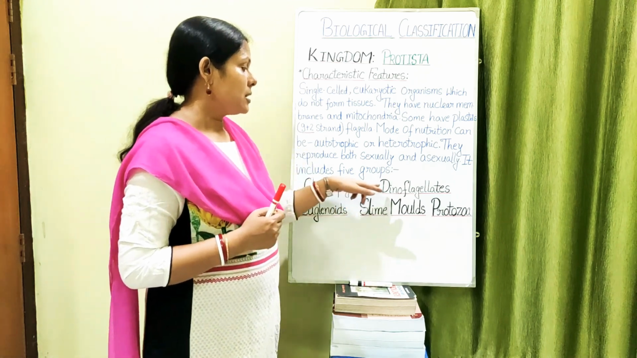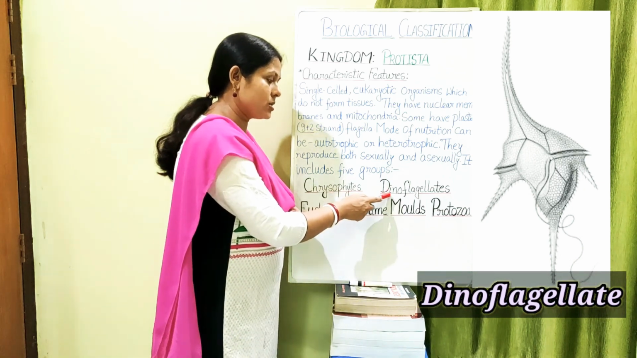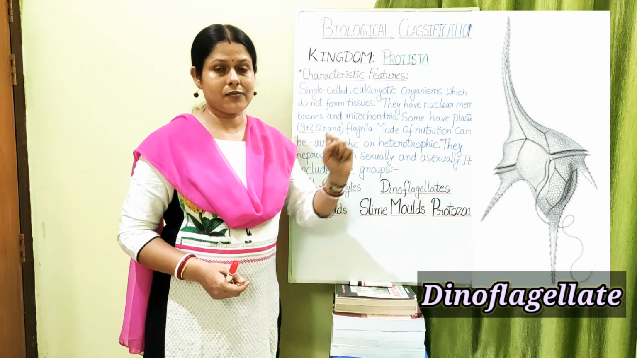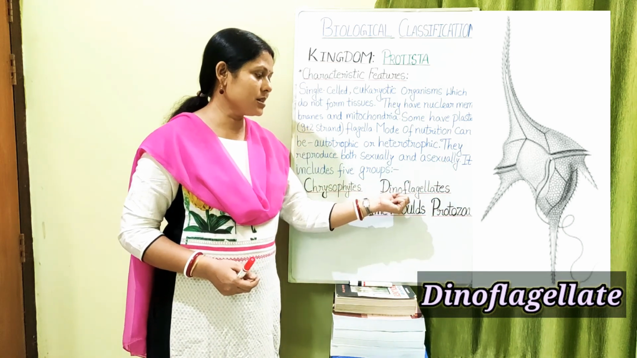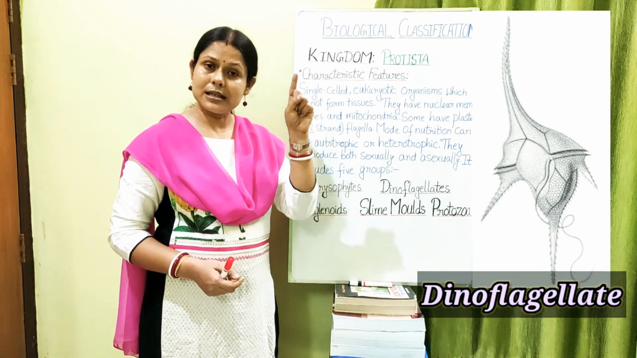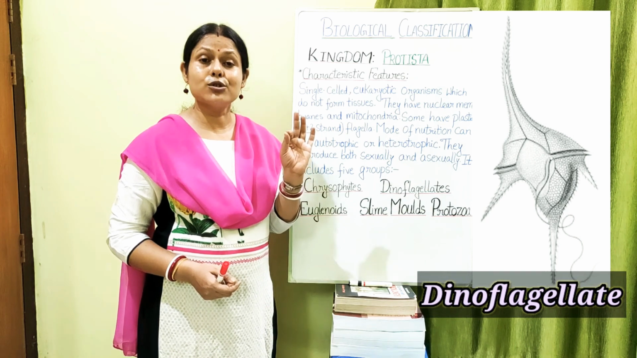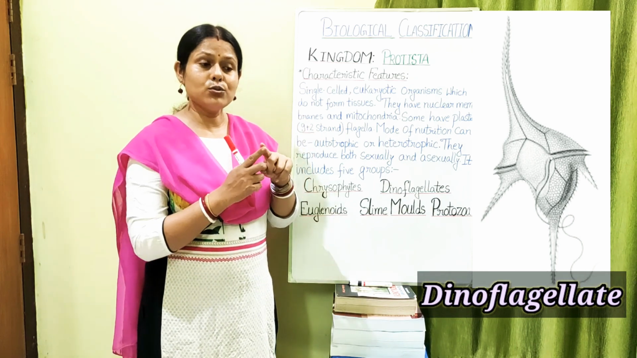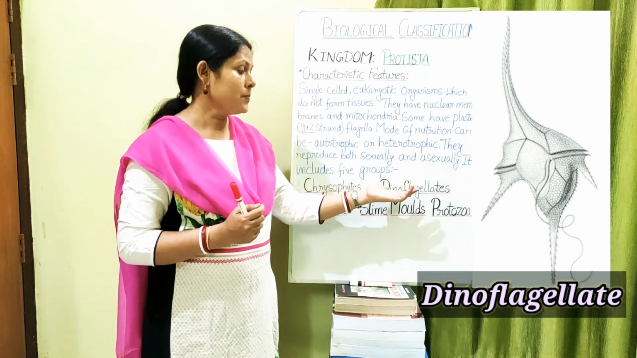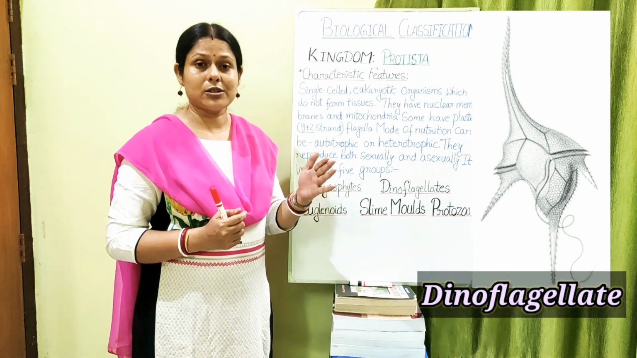Next is your dinoflagellates. See, di means 2, and flagellates indicates that it has flagella. So that means the organisms belonging to dinoflagellates have 2 flagella. One is at the end of the organism and the other one is present in the transverse groove of the organism. So there are 2 different locations of the flagella, and because of this we can identify these organisms from the others.